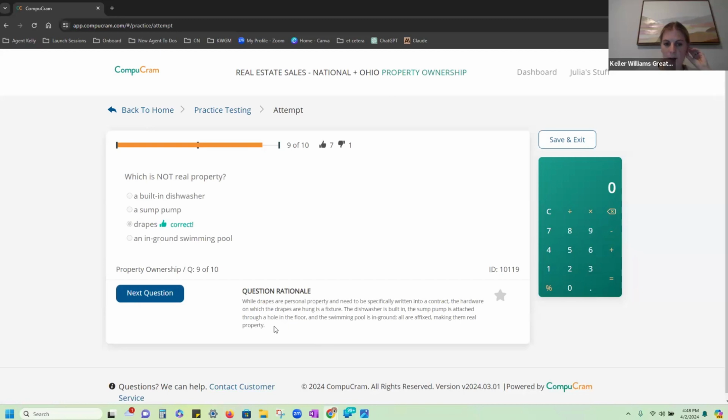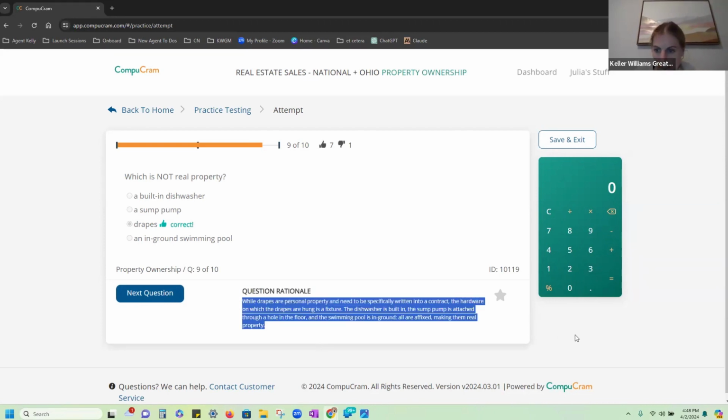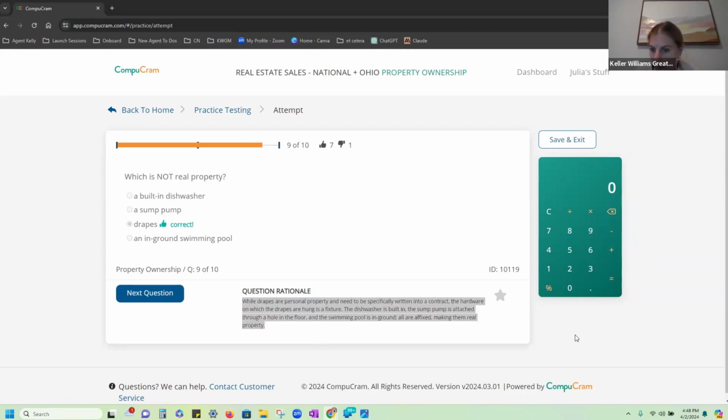Correct. Good job. So drapes. Everything else would be real property, and upon purchasing the property would come with the house, whereas drapes would be removed from the house or just left behind if the owners didn't want them, but they are not real property. Okay, good job.